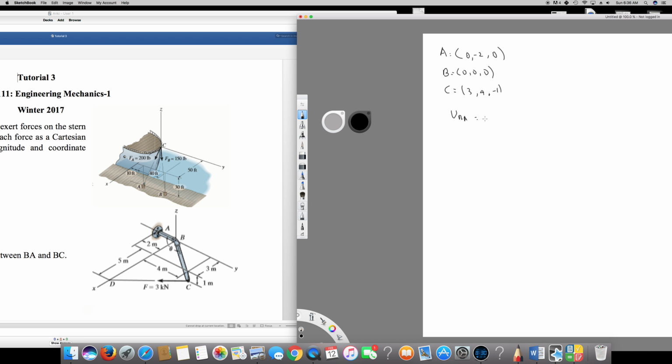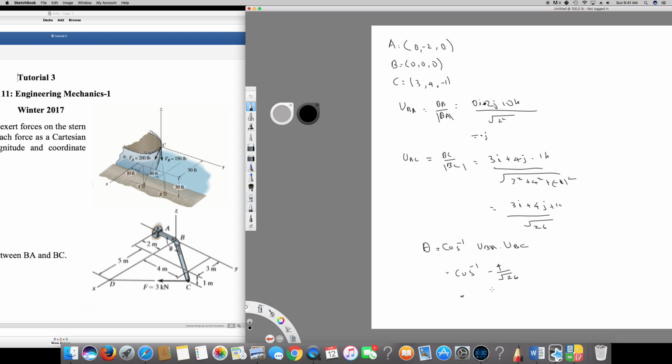So actually we have to separate this equation, like 3i over root 26, 4j over root 26, k over root 26. So if you multiply, you will get i and k as 0, and the only thing remaining is 4j. It's going to be negative 4j over 26. So therefore that's going to be the dot product of this equation. It's going to be negative 4 over root 26, and I have to find the cos inverse for that. So let's plug it in the calculator and see the value.